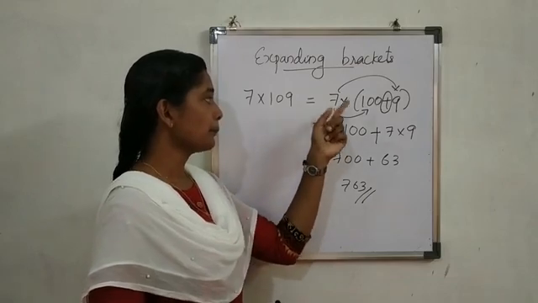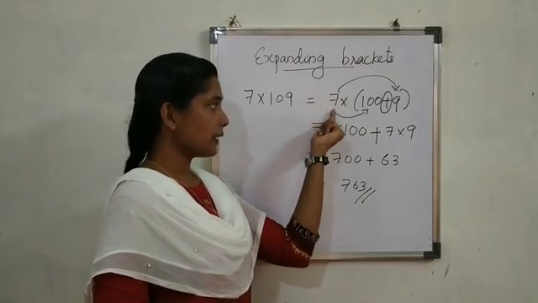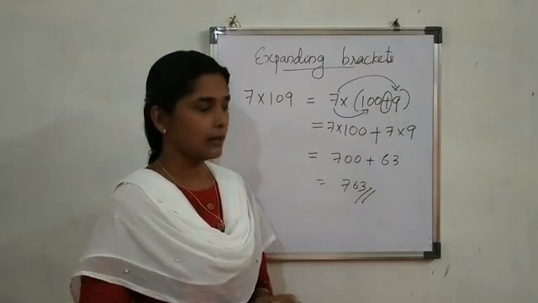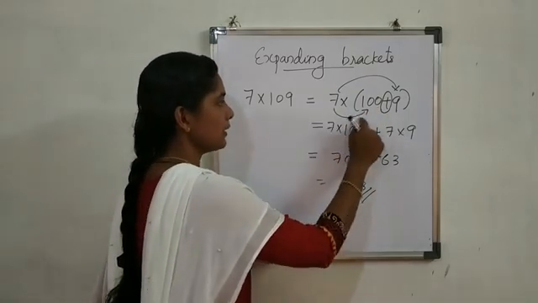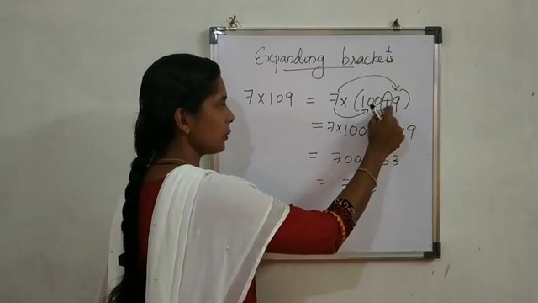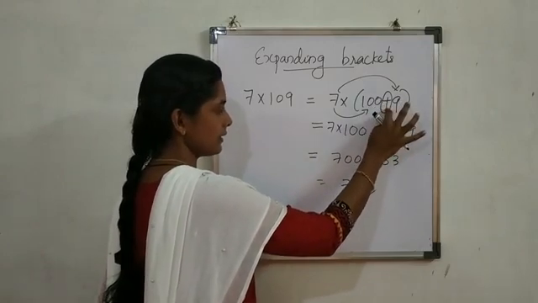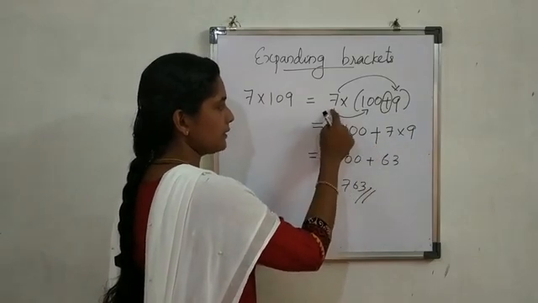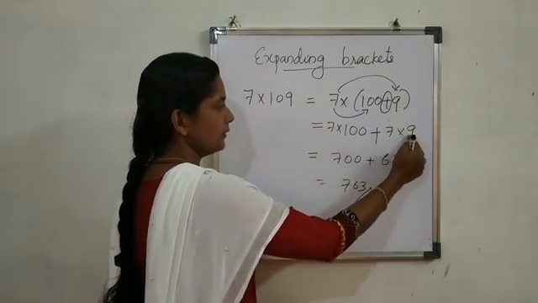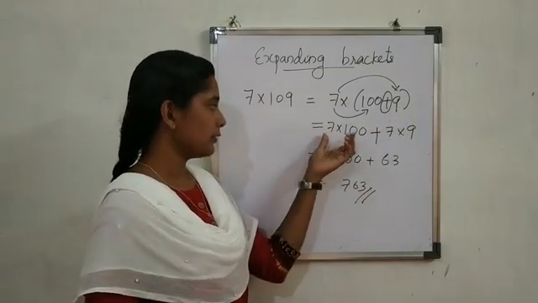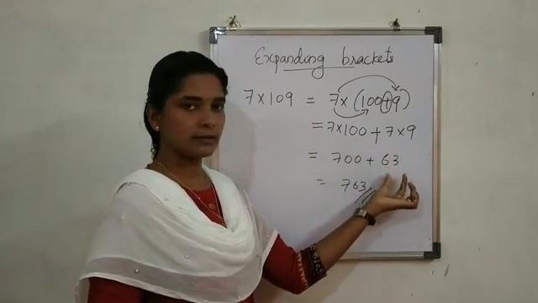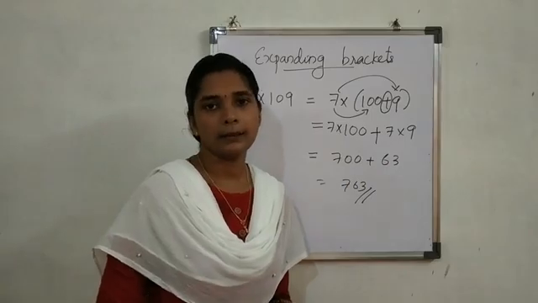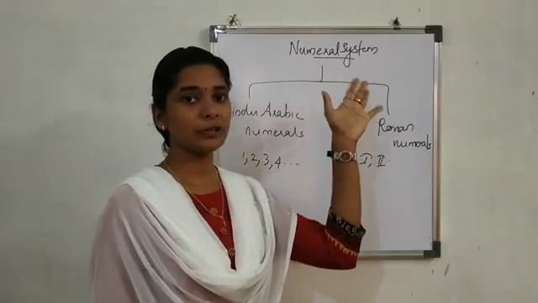First you take the thing which is outside the bracket, that is 7. Then inside the bracket is 100 plus 9. First you have to multiply 7 with 100. Then check the operation inside this bracket, that is addition for the plus sign. Then again 7 is multiplied with 9, that is 7 into 9. Then 7 into 100 is 700, 7 into 9 is 63. Then add both, 763.